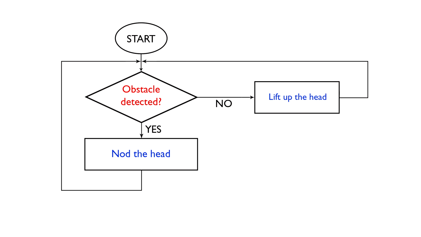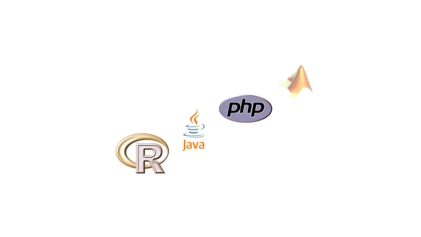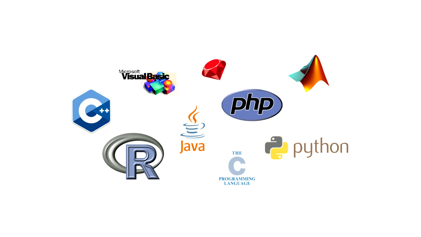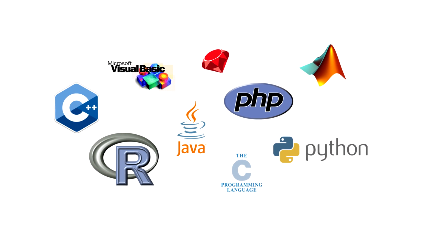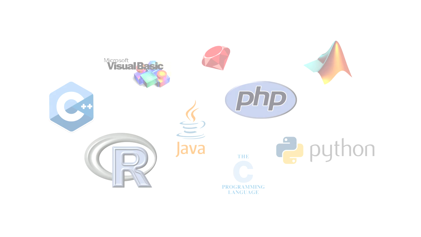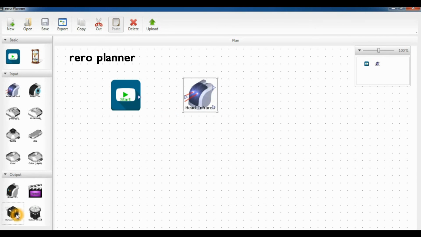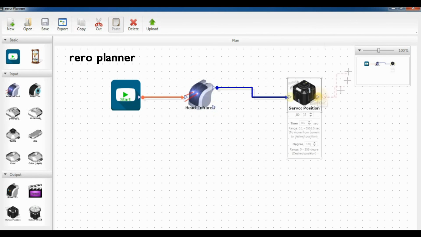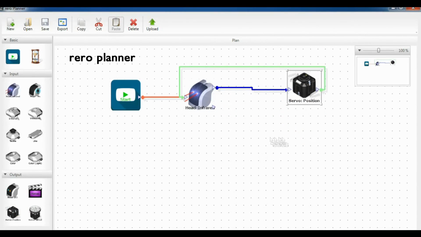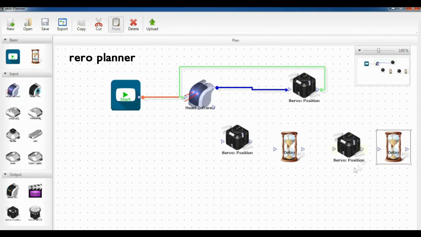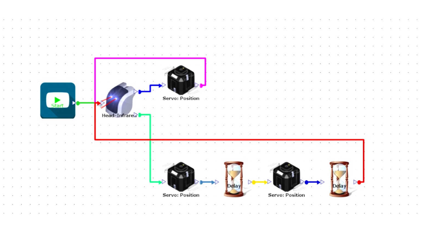Next, we can translate the flowchart into an actual robot program using any programming language, such as C, C++, BASIC, Python, and so on. In the Rero system, we use a graphical programming software called Rero Planner. With Rero Planner, you do not need to learn difficult programming syntax as in other programming languages in order to get started. For example, this is the program we created to make the puppy robot nod its head when an object is detected. As you can see, it is very similar to the flowchart, but with more details.